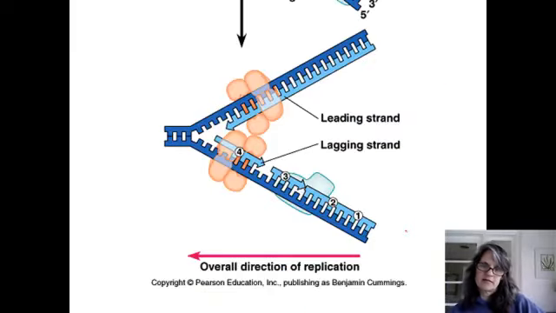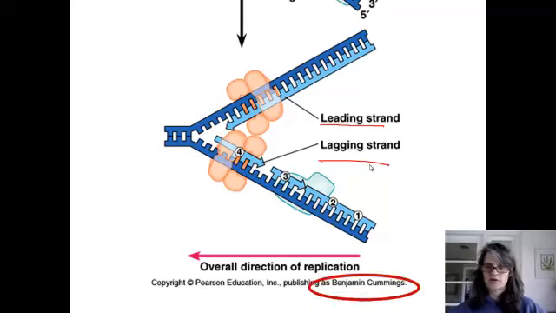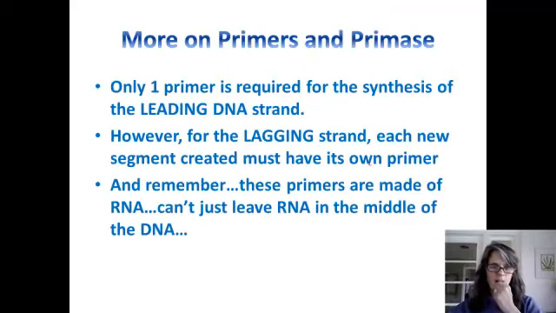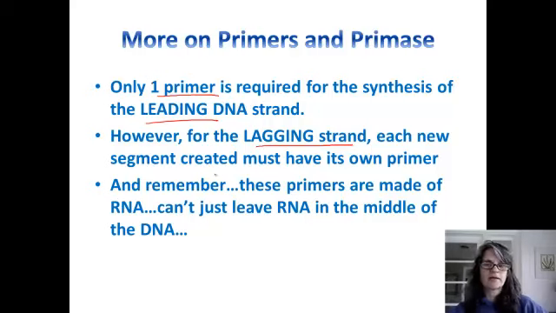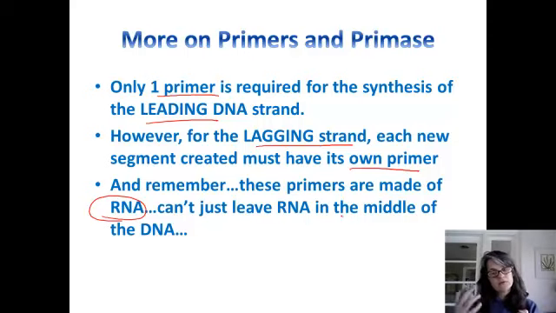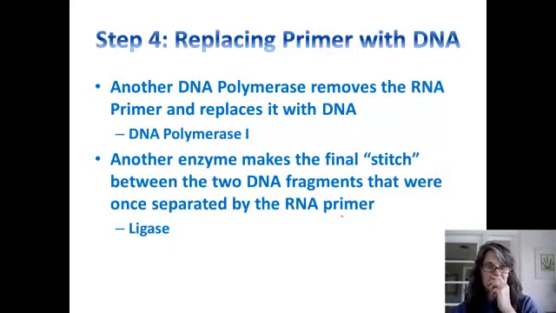All right. And that's, again, the leading strand and the lagging strand. Only one primer is required for synthesizing the leading strand. However, the lagging strand, each new little piece that's created must have its own primer. And remember, these primers are made of RNA. We can't just leave RNA in the middle of that DNA. We do need to go in and pull out that RNA and replace it with DNA. So we've got other enzymes that we have to finish up our replication with.